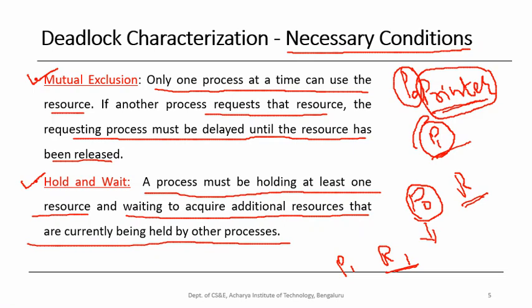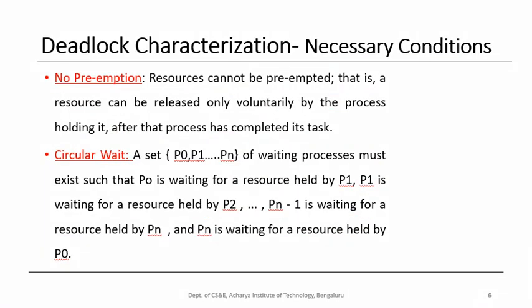There are two more necessary conditions for deadlock to occur. We will discuss those two conditions. The next condition is no preemption. A resource cannot be preempted. That is, the resource can be released only voluntarily by the process holding it after that process has completed its task.